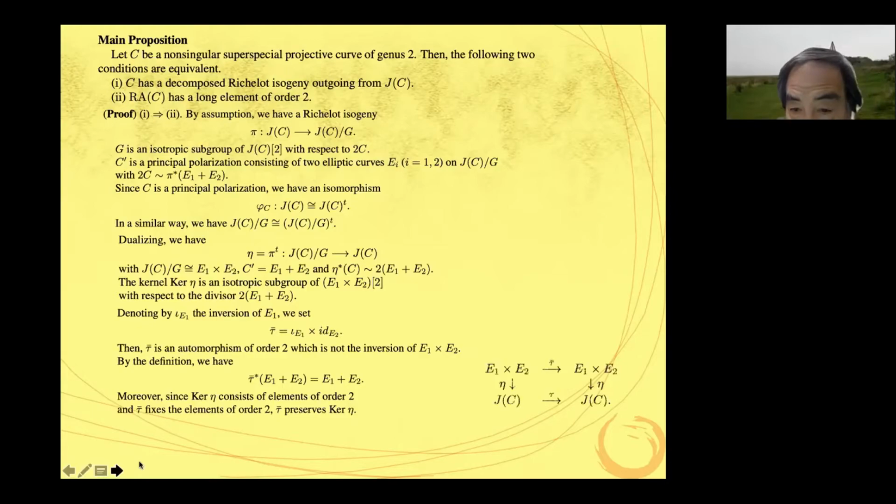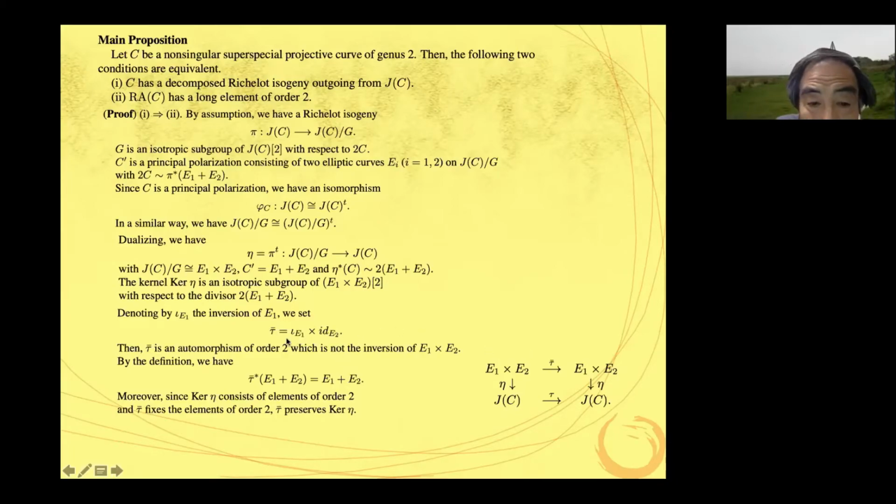And then this is the dualizing situation. So the pullback here is the polarization is decomposed, and here the pullback of polarization C from here to here becomes 2 times E1 plus E2.